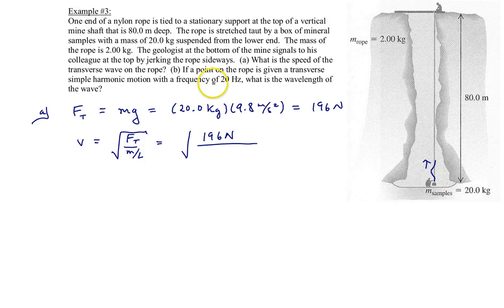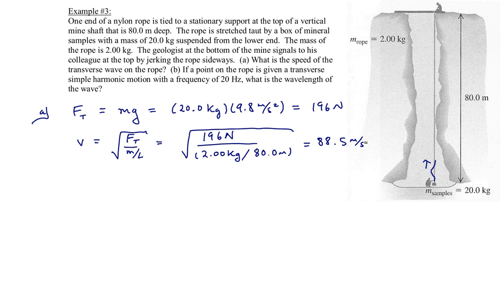That's the mass of the rope, which is 2 kilograms, divided by the length of the rope, which looks like it's 80 meters because that's the depth of the shaft. So that's 80 meters. And so if we substitute that into our equation here, we'll get a speed of 88.5 meters per second. Okay, so that's part A.